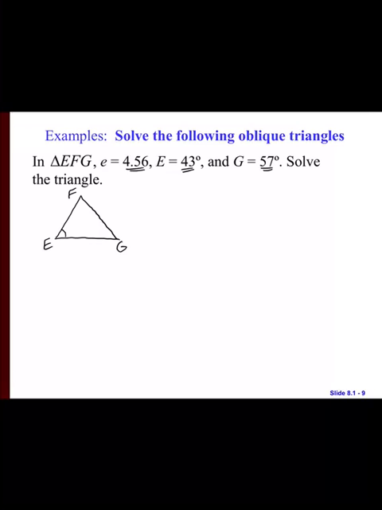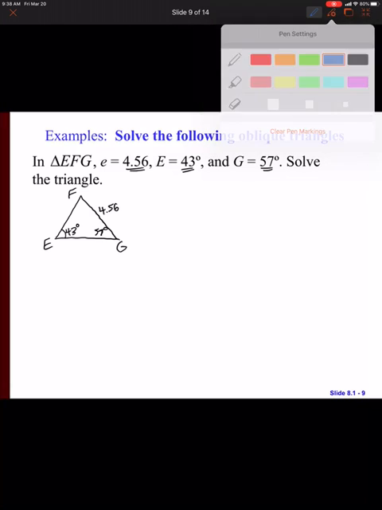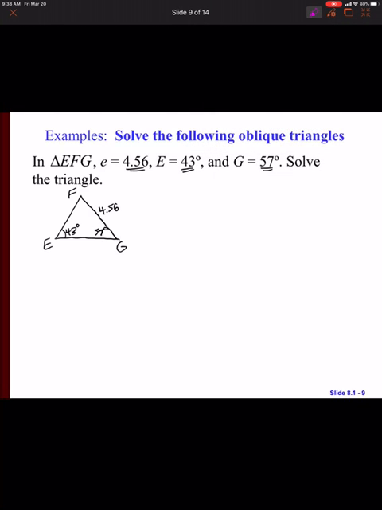But angle E right here is a 43-degree angle, and angle G is a 57-degree angle. Alright, now side e, which is the side opposite angle E, is 4.56 units in length. So what are we missing? So let's go ahead and look at a different color here. We need to find angle F, and we need to find side f and side g to solve it. So those are 3 parts that are missing.